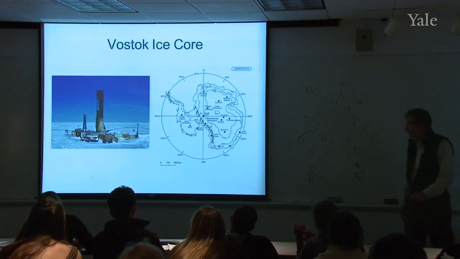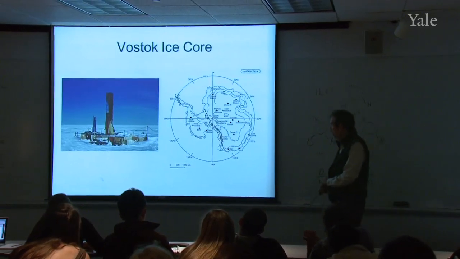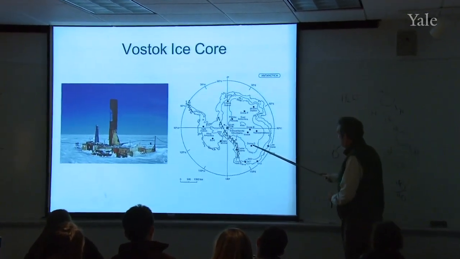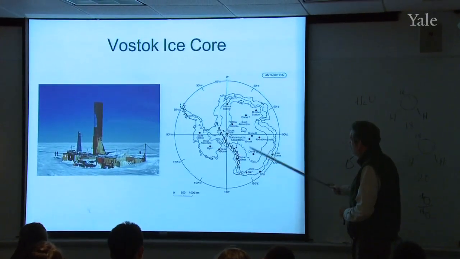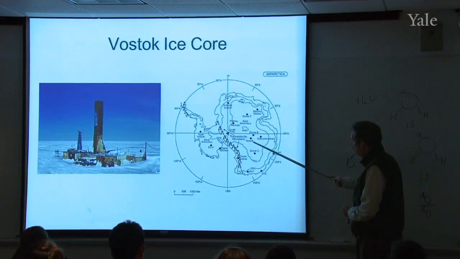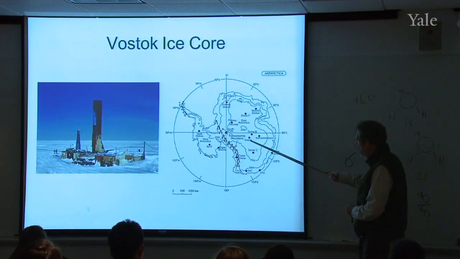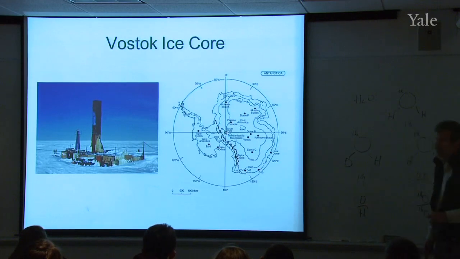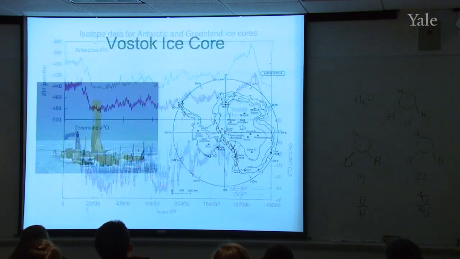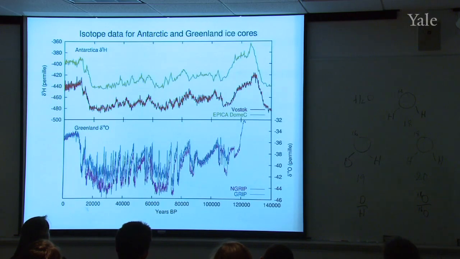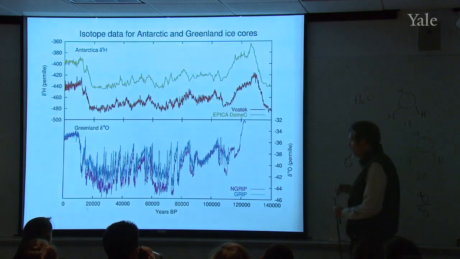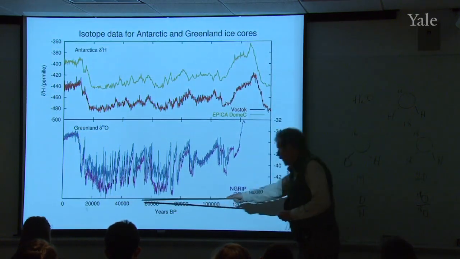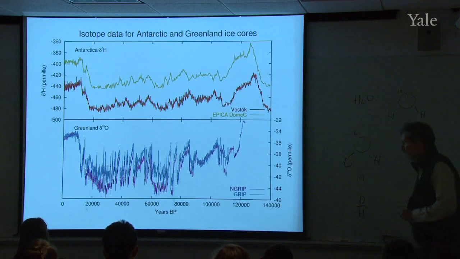We've done this on Antarctica as well. All these dots are places where there have been ice cores. We're going to be talking about the Vostok core, which is one of the deepest cores. This one was done by the Russians some years ago. So here's a record then with years before present on the x-axis.